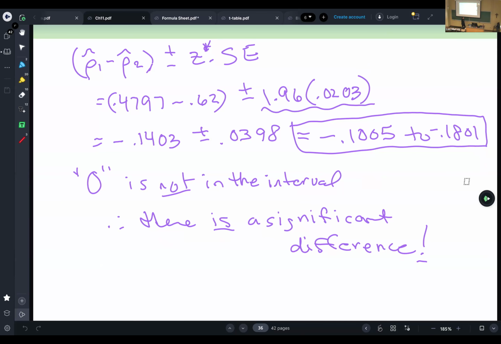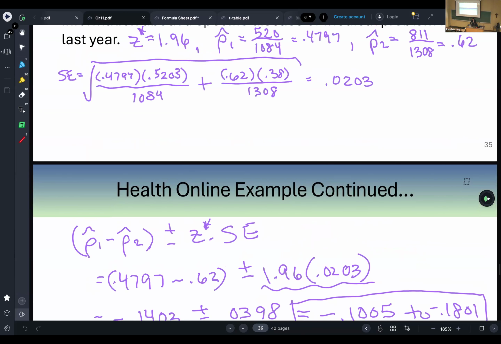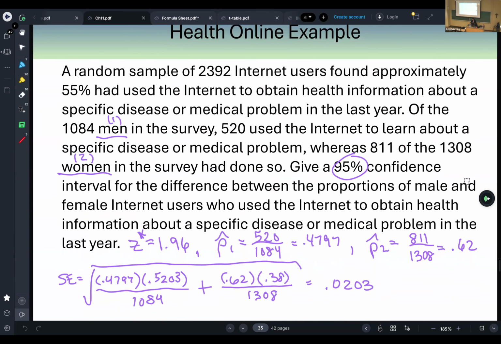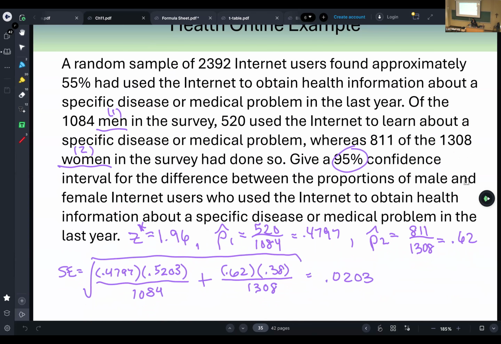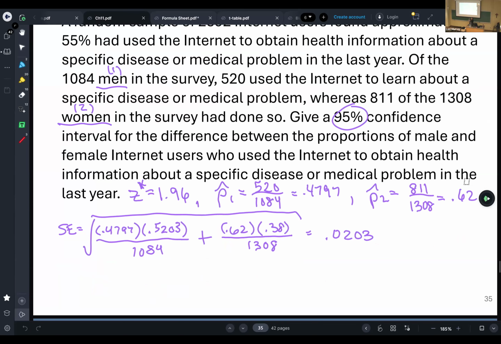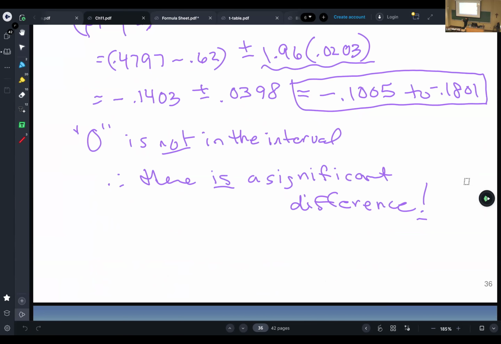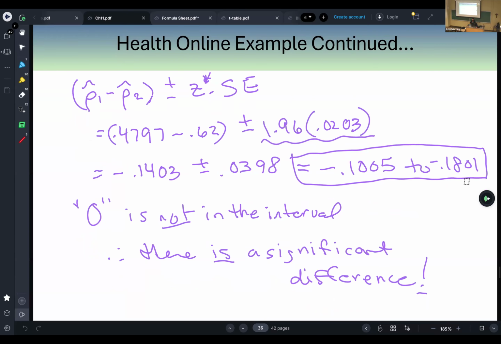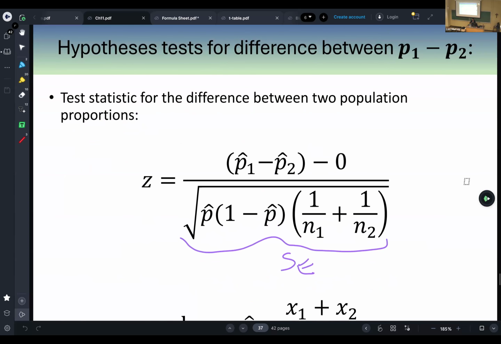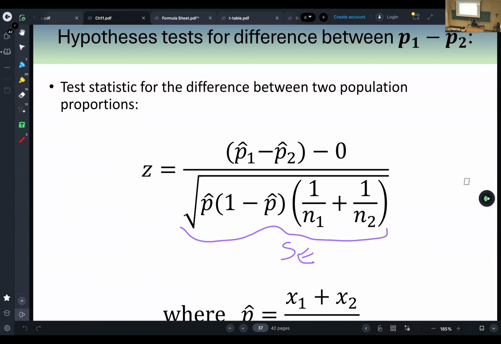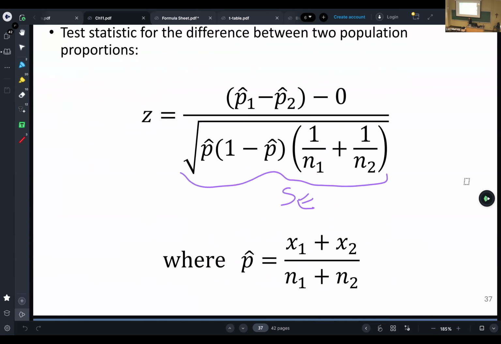And so in the context of the question, what was the question about? The question wants to know if there's a difference between the proportions of male and female internet users who use the internet to obtain health information. So are they constant? No, we conclude there is a meaningful, statistical difference to get into the decision making. So we are right here talking about how we would do this for a hypothesis test.